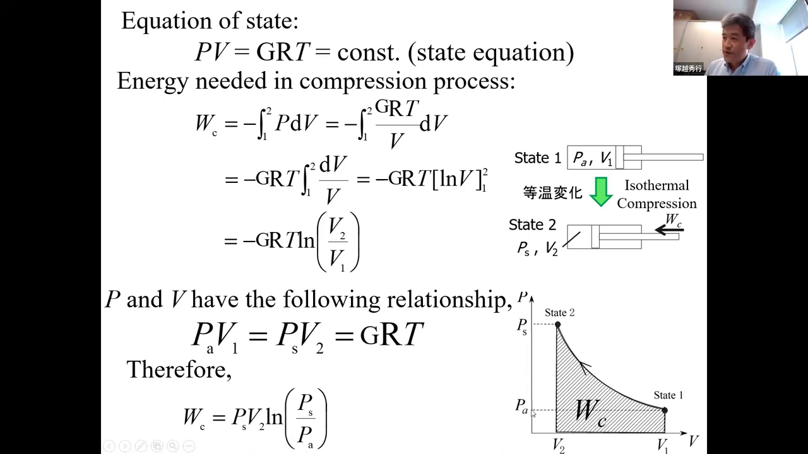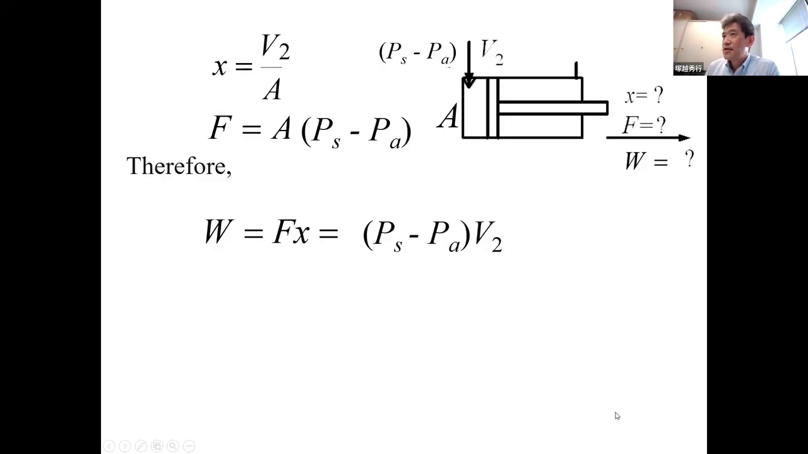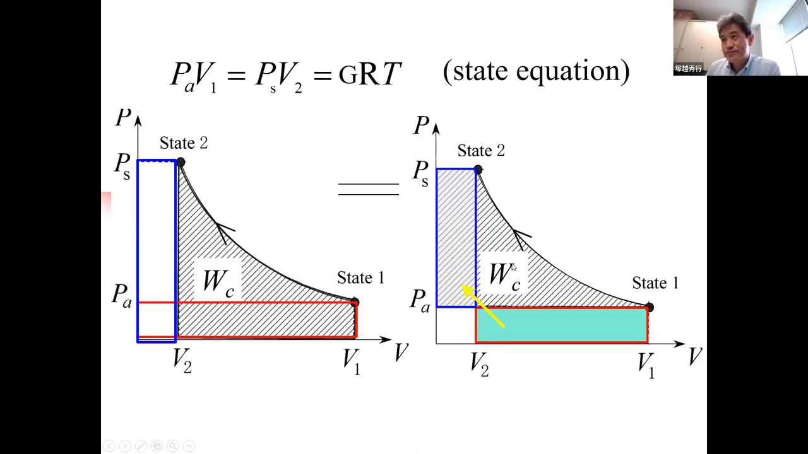And this work itself also shows the area of this hatched region. Next, if you are trying to consider the work to extend the load from the initial condition to the value of V1, then you need to consider the force F times the extended length X. And this can be expressed by PS minus PA times V2. Then WC suggests this hatched area, and PA times V1 suggests this rectangle area.